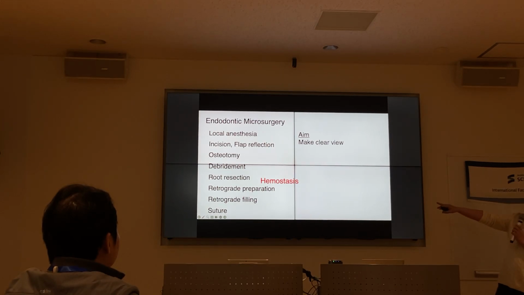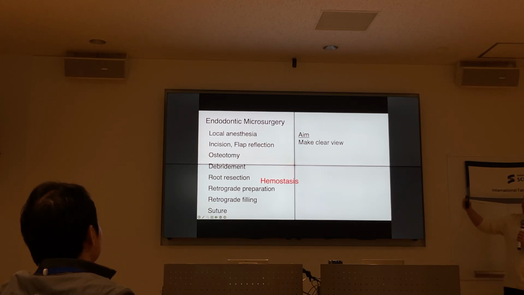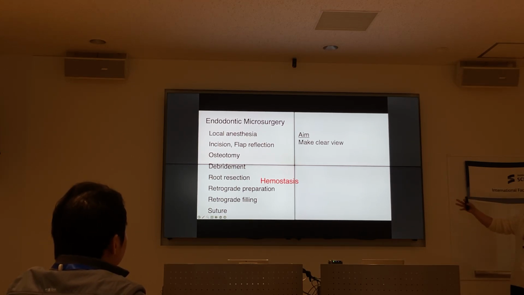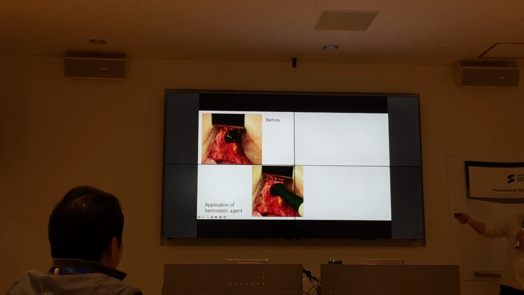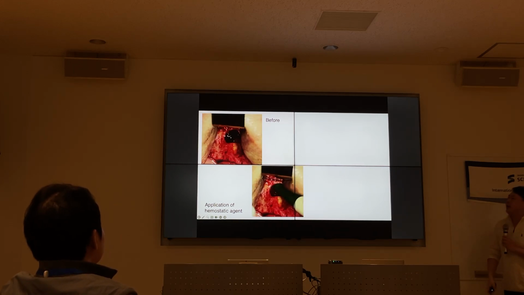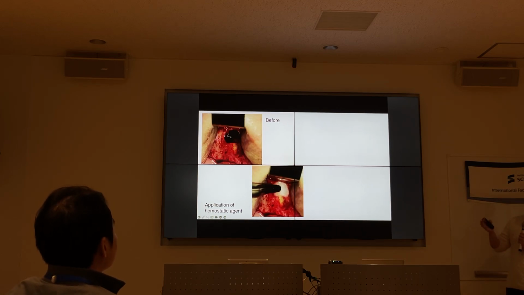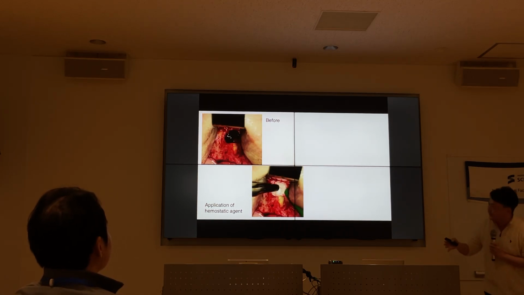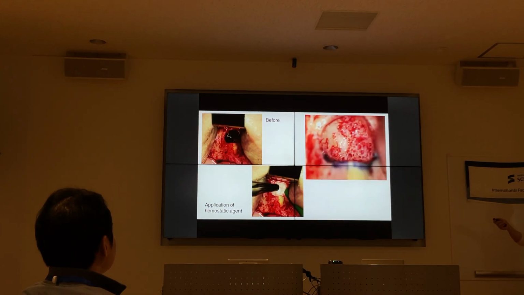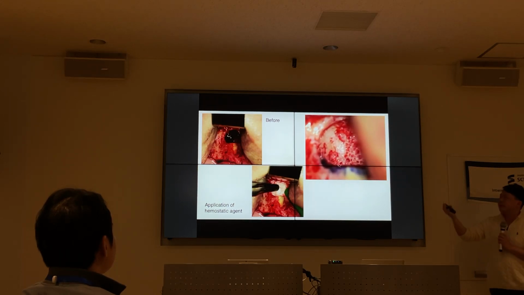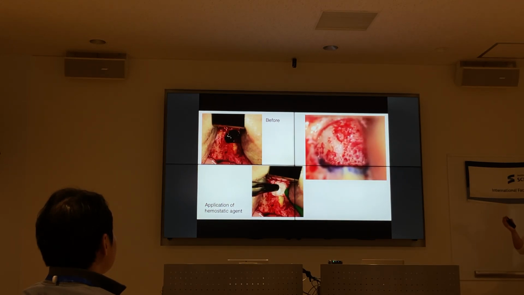After the root dissection, the next step is retrograde preparation. But before retrograde preparation, I always stop the bleeding, and the aim is to make a clear view. After the root dissection, there is a lot of bleeding. So before retrograde preparation, I use a hemostatic agent with a cotton pellet like this. Then I wait 3 or 5 minutes. After that, the bleeding is almost stopped. It is very easy to see and easy to do the next step. I think it is a very important point.